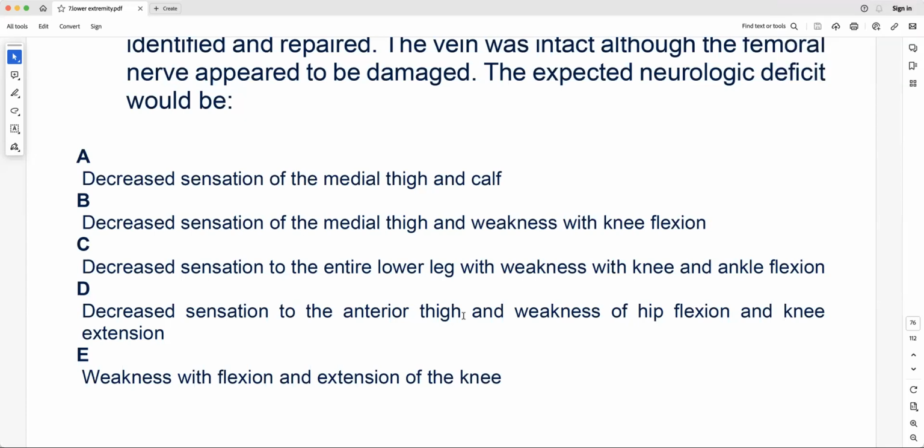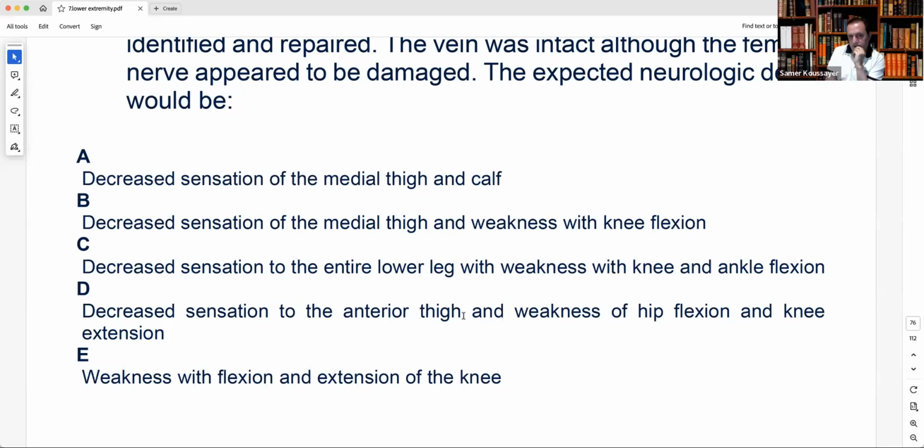Next. Decreased sensation to the entire lower leg with weakness with knee and ankle flexion. No, this is also the sciatic nerve. This is a big nerve, so with leg weakness, the whole leg, you cannot do the knee and ankle. So this is also posterior. This is not the nerve, correct?